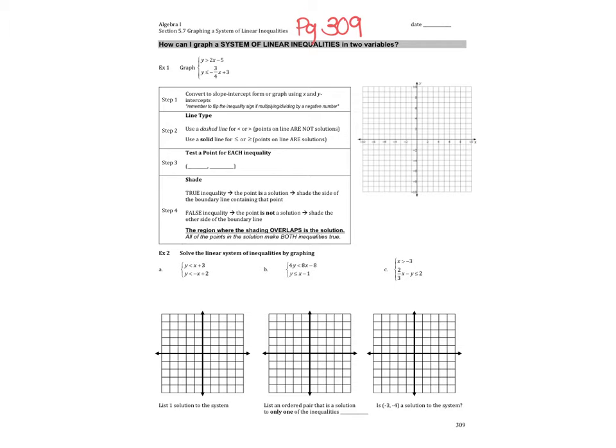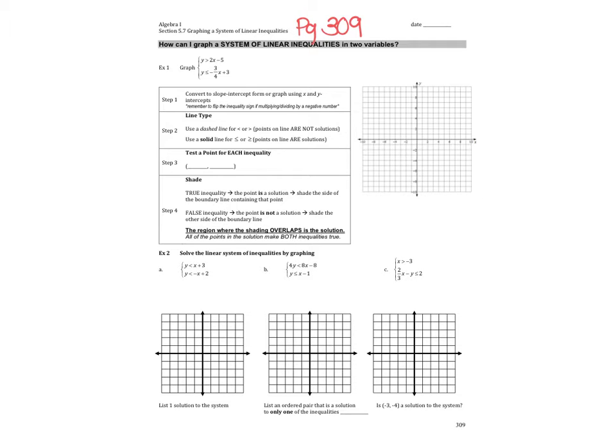So in this section, we are going to not just be talking about one linear inequality, but now we're looking at two, which is a system of linear inequalities. So some of the steps are going to look familiar to what we did in 5.6, as well as just graphing a system of equations anyways.